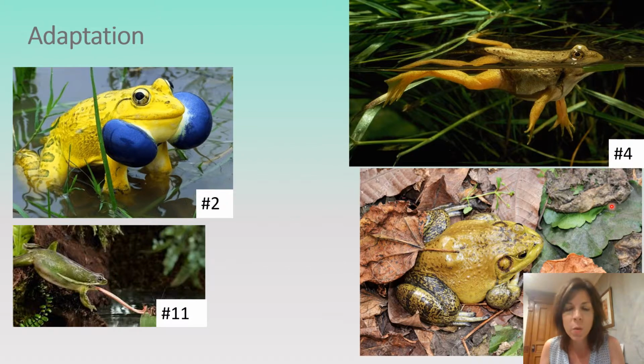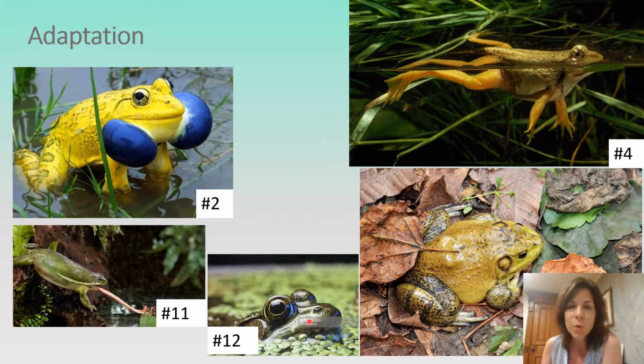Okay, and there's one more. Oh, there's one more here on this slide that I forgot about. Number 12, the bullfrog's bulging eyes. So he has bulging eyes because he needs to be able to see underwater. Not just for that reason, but he has the bulging eyes, and it's the way that his body has adapted to his environment.